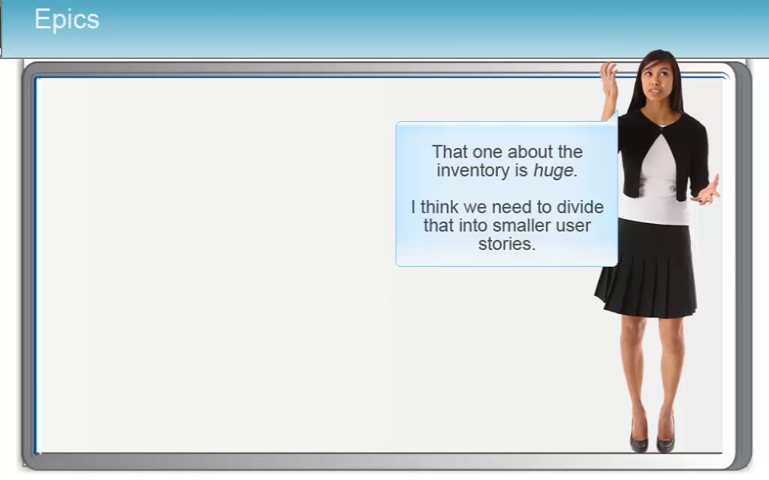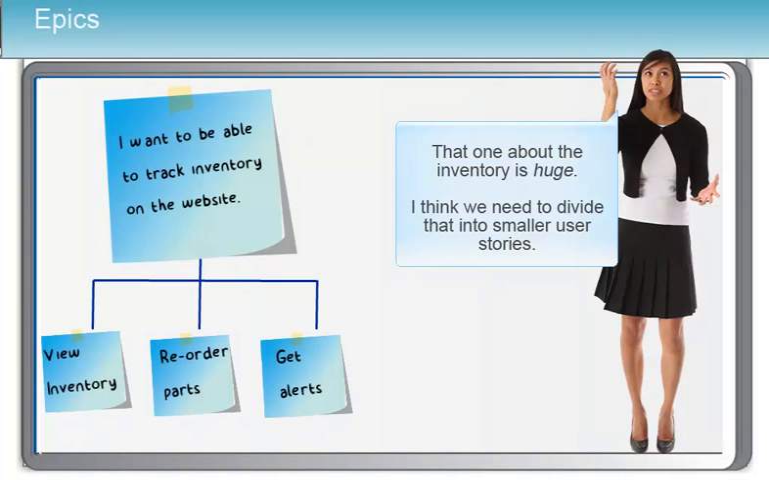Some user stories describe such large features that they're called epics. If someone describes functionality that could be broken down into smaller pieces that could be delivered individually, then that's really an epic. In the case of the user story above, where the parts manager wants to be able to track inventory on the website, that could easily be called an epic and divided into smaller, more manageable user stories that could be delivered one at a time.